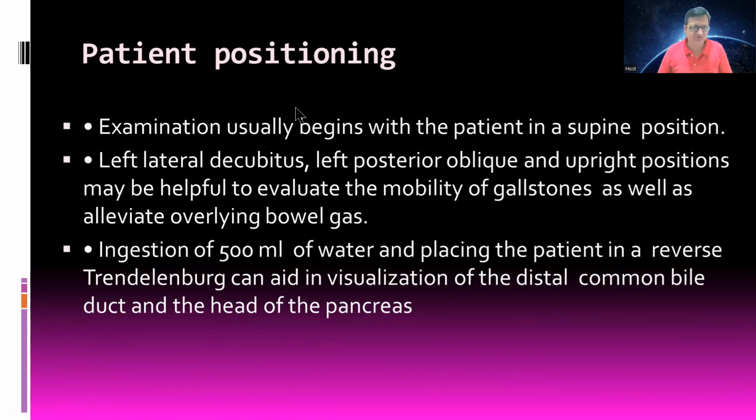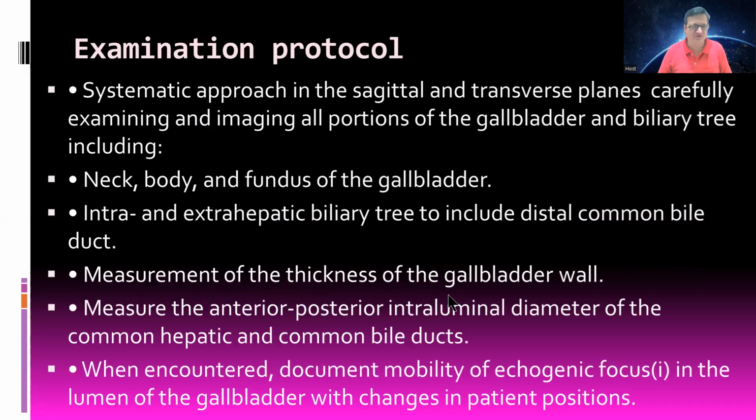Position of patient usually begins with the patient in the supine position. Left lateral decubitus, left posterior oblique, and upright position may be helpful to evaluate the mobility of the gallbladder stone as well as elevating the overlying bowel gas. Ingestion of 500 ml of water and placing the patient in the reverse Trendelenburg can aid in visualization of the distal common bile duct and the head of the pancreas.